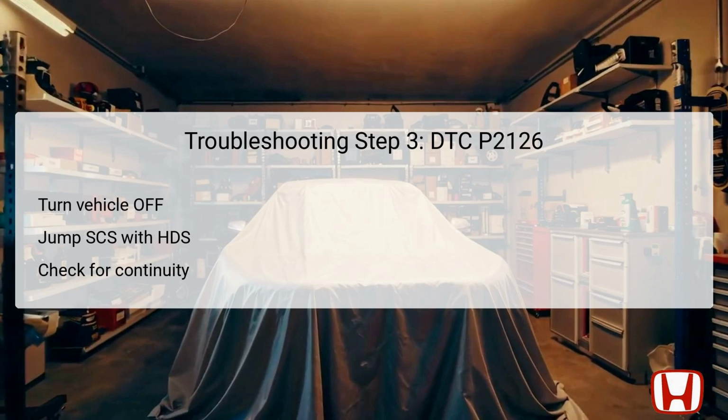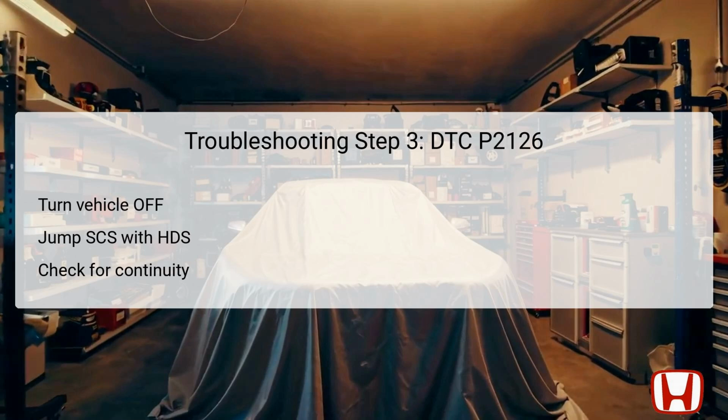For the third troubleshooting step, the technician must turn the vehicle to the off-lock mode to ensure a safe working environment. Next, the SCS/SRS control unit line should be jumped using the HDS for at least 1 minute to clear any system errors before disconnecting the next component. Disconnect the PCM connector A50P to isolate the PCM from the circuit.